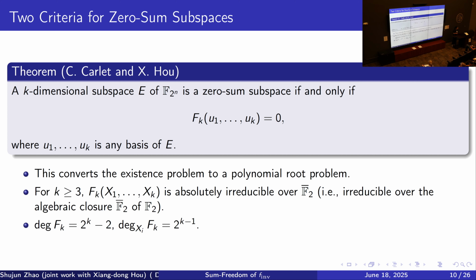And here are some facts about the polynomial fk. The degree of fk is always 2 to the k minus 2, and the degree of fk in variable xi is 2 to the k minus 1. Also, for k greater than or equal to 3, the polynomial fk is always absolutely irreducible over F2 bar, which means it is irreducible over the algebraic closure of F2. Okay, that's good. So now let's go to another criterion.